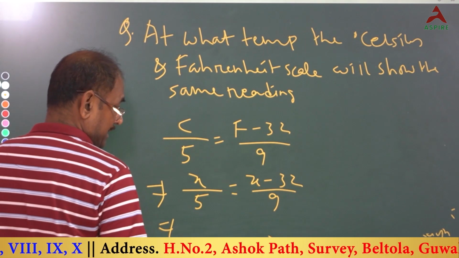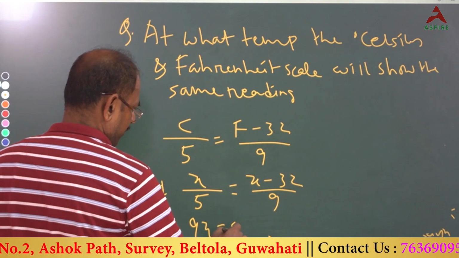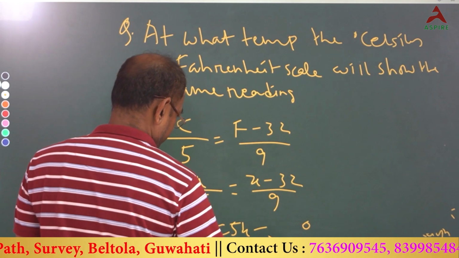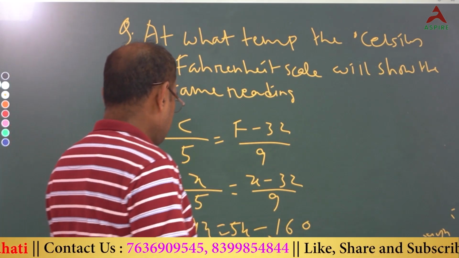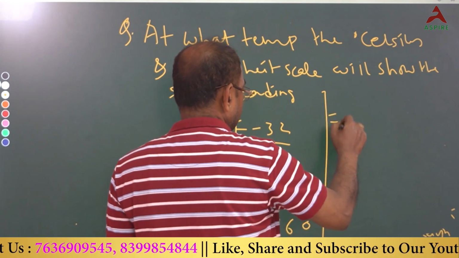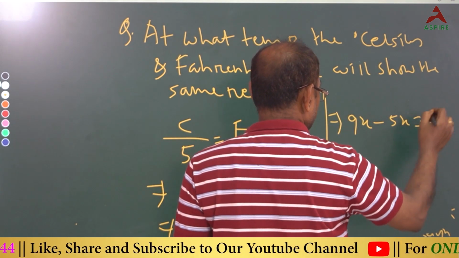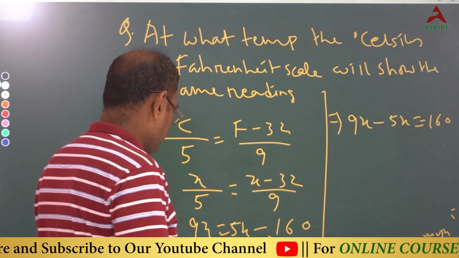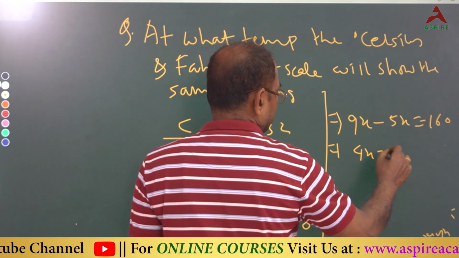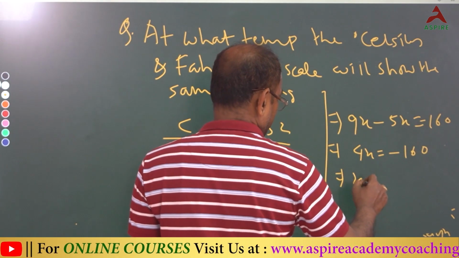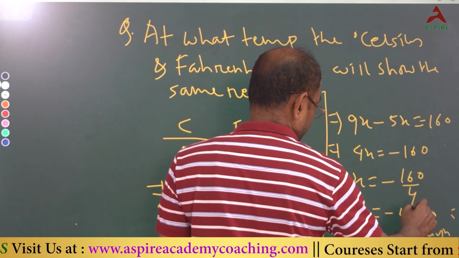So if you do cross multiplication, you have 9x equal to 5x minus 160. Or from this, 9x minus 5x equal to minus 160. Or 4x equal to minus 160. Or x equal to minus 160 by 4. That means minus 40 degrees Celsius.